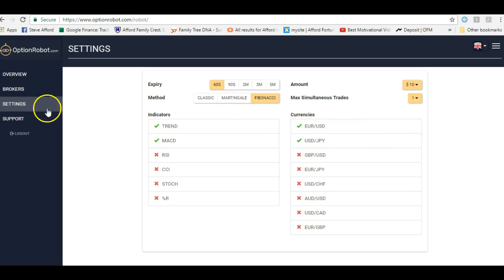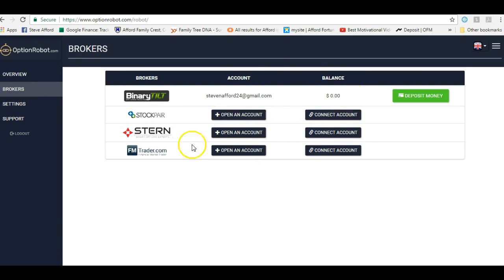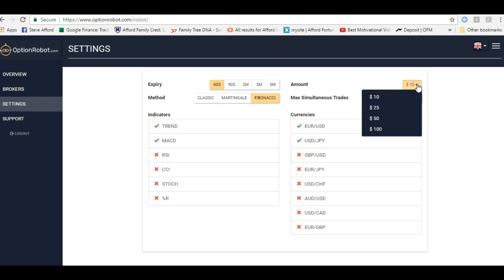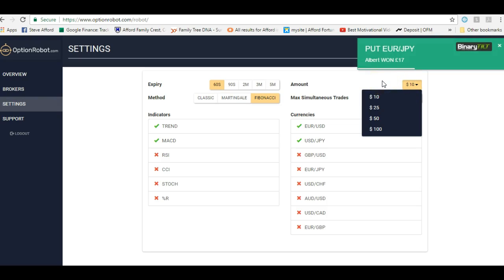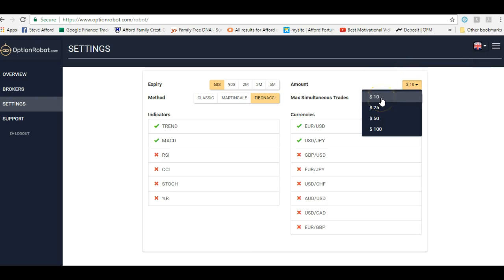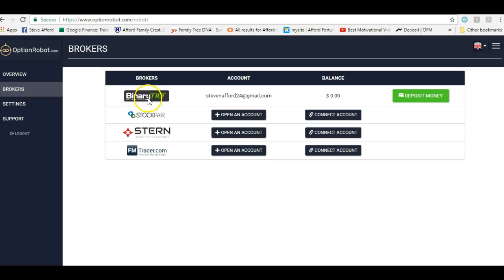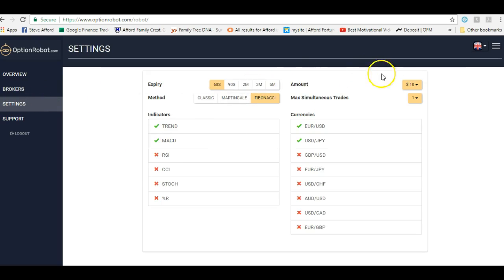Where was I? Depending on which broker you sign up with, you must sign up only with the brokers that the software recommends. Now, I prefer to sign up with a broker that provides a minimum deposit or minimum purchase of $5. This one here starts at $10, and that is Binary Tilt. If you can get one that starts your minimum price at $5, that's a far better starting point.